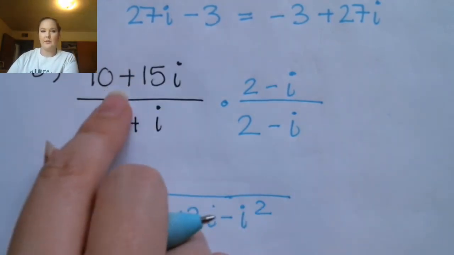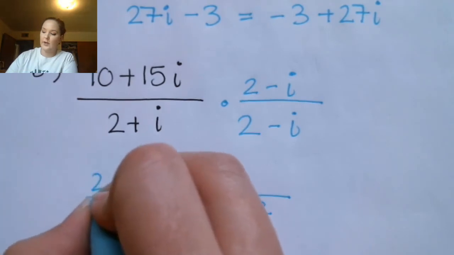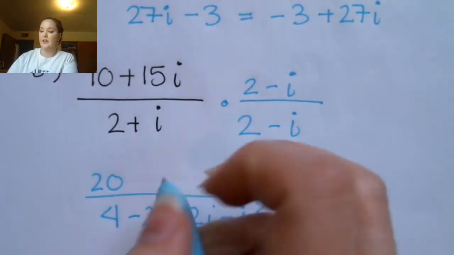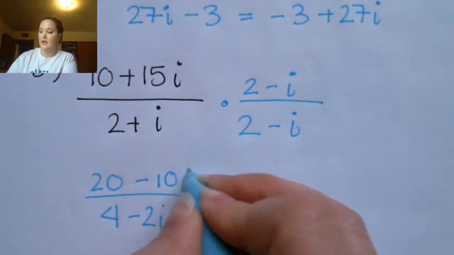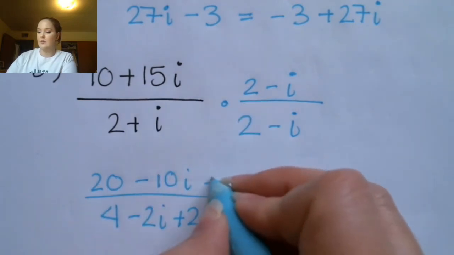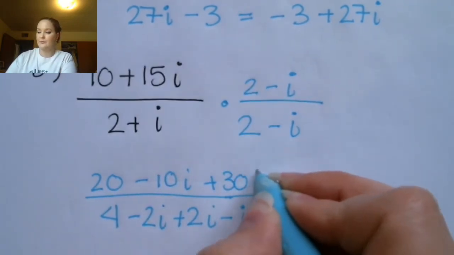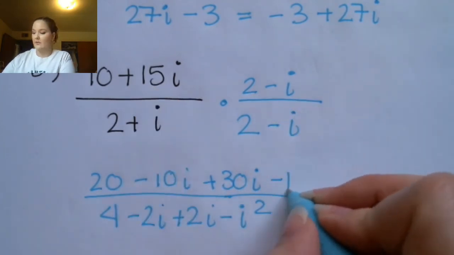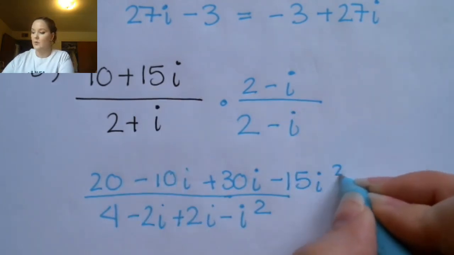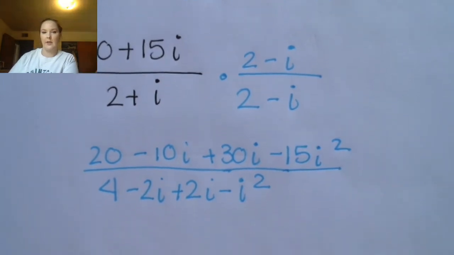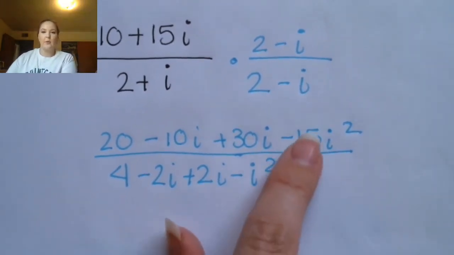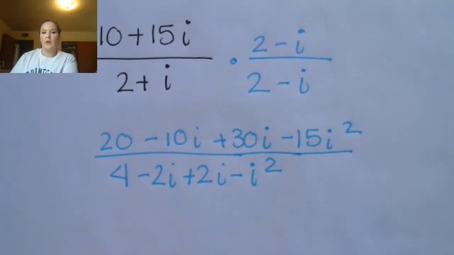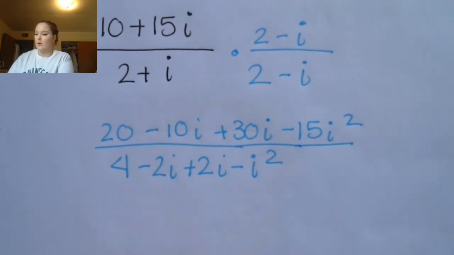Then I'm going to do the top. 10 times 2 is 20. 10 times negative i is negative 10i. 15i times 2 is 30i. And then 15i times negative i is negative 15i squared. So just like before, we're going to replace all of our i squareds with negative 1.